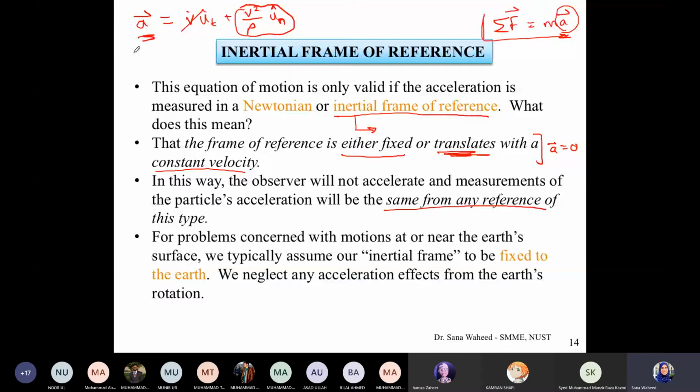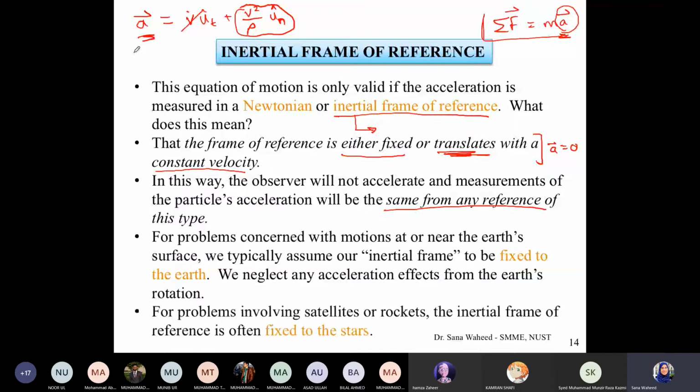However, when we're looking at other particles or, let's say, planetary bodies even, which are accelerating at a similar magnitude as Earth, then we need to look at something else, right? So for space-related motion, we actually consider the inertial frame of reference to be fixed at some far away star, because we assume that the stars' acceleration is negligible.